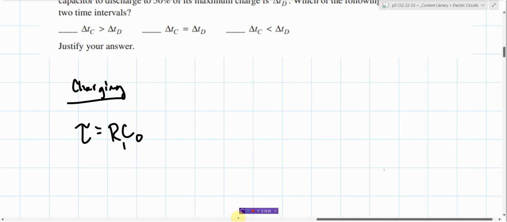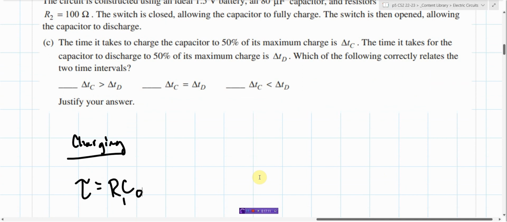Technically, the time constant T or tau is the time it takes to get to 1 over E of the max charge, but it could also be a bellwether for how long it's going to take to go 50%, for example. Basically, the longer the time constant is, the longer it's going to take this thing to charge or discharge. So let's look at discharging.